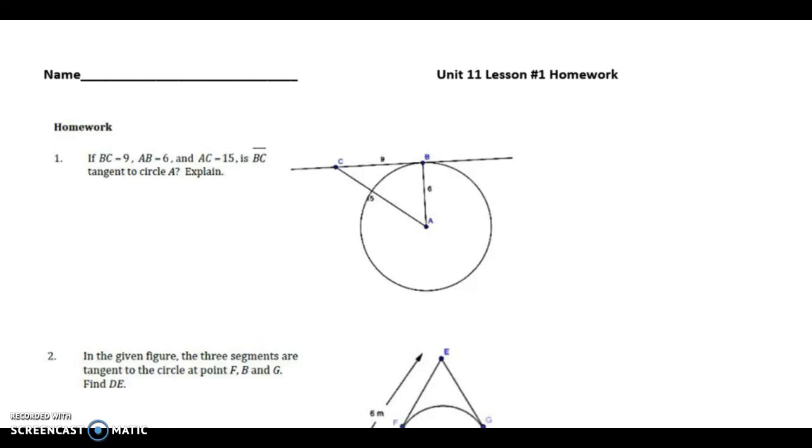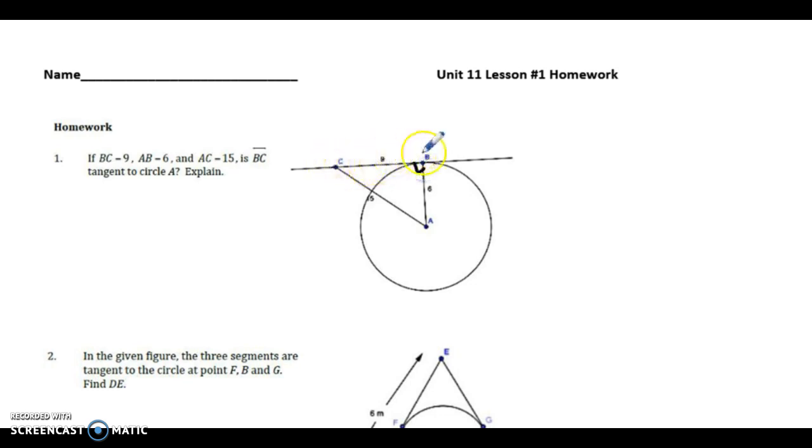Hello, we're on Unit 11, Lesson 1 homework, and question number 1, all you really need to know is that if you have a tangent line drawn to a circle and the radius drawn and they are intersecting at a point on the circle, then those two lines are perpendicular.